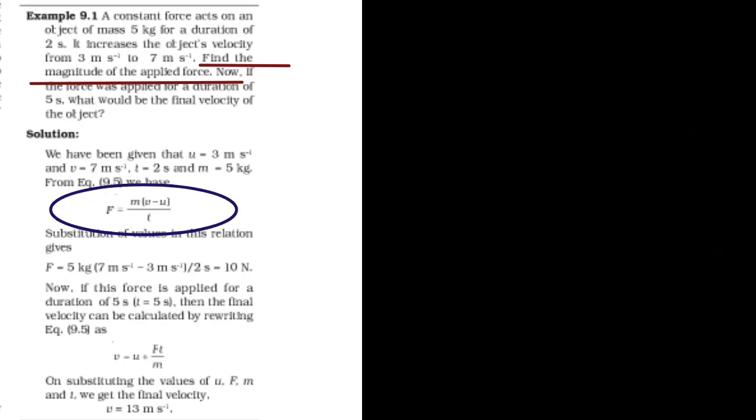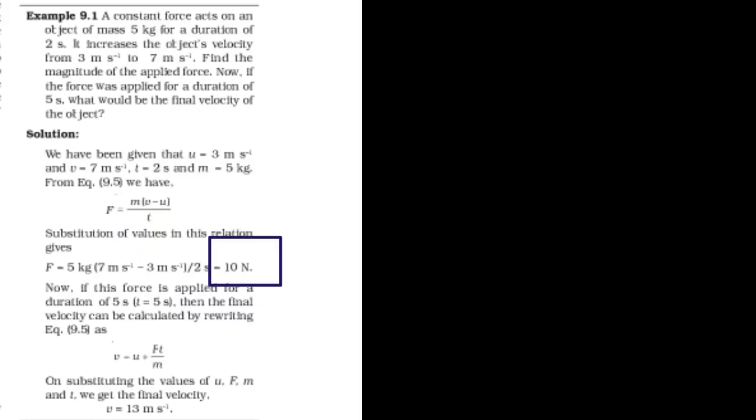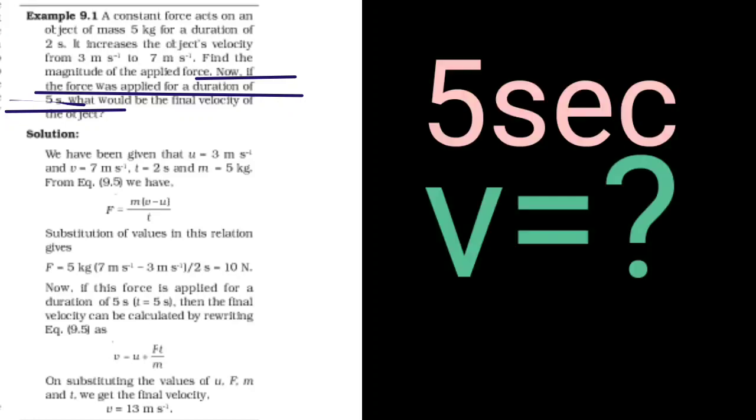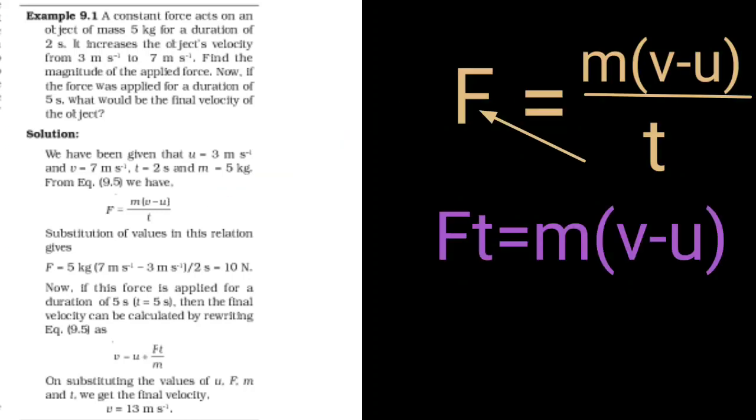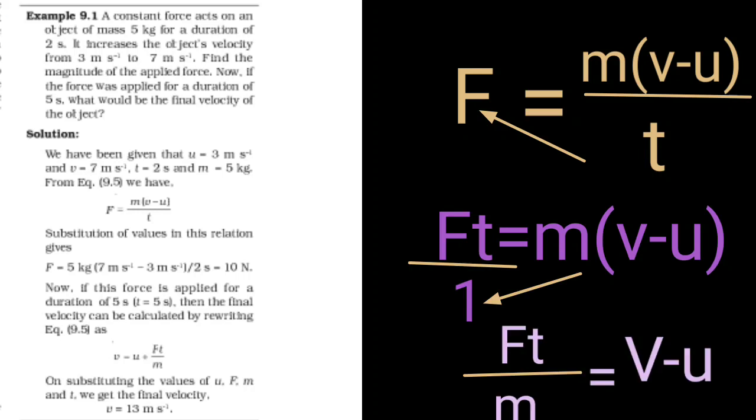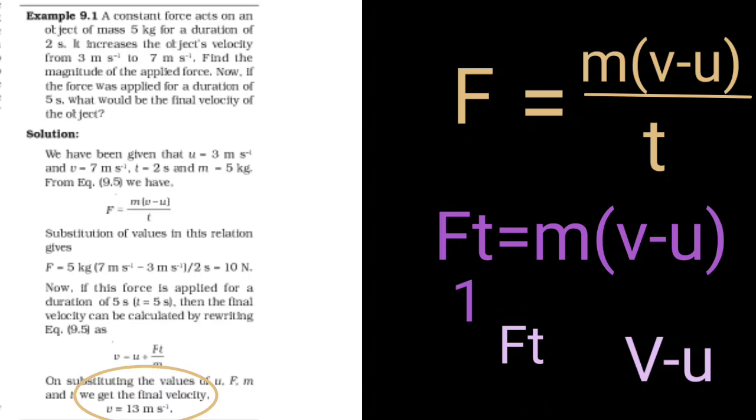So we will use this formula according to Newton's second law of motion, and we will substitute the values and we'll get the result. F is equal to 10 newtons. Now if the force was applied for a duration of 5 seconds, what would be the final velocity of the object? Again we will use this formula and we will rearrange the terms. On simply substituting the values, we will get the result.